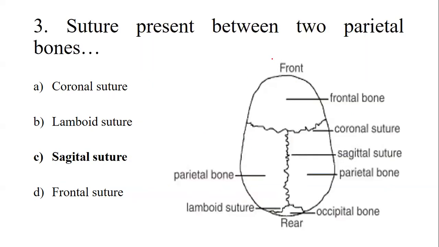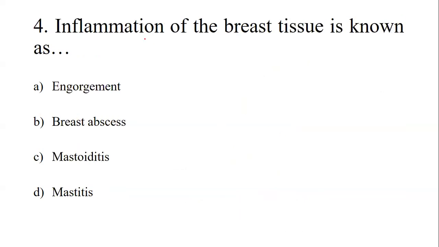Our question was suture present between two parietal bones. So the correct answer was sagittal suture. So here you can see the sagittal suture. These are the parietal bones. We have two parietal bones, and between these two parietal bones there is a suture. That suture is called the sagittal suture.